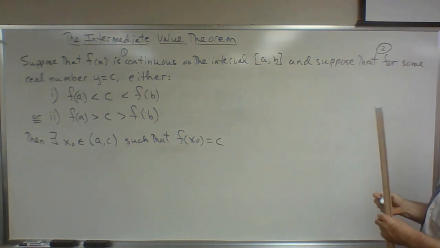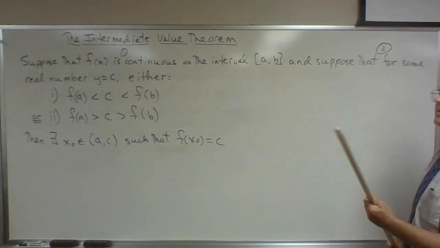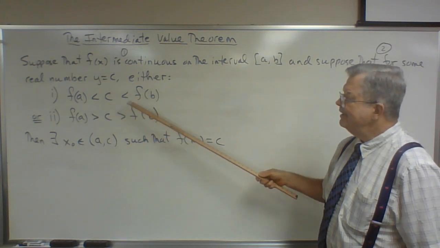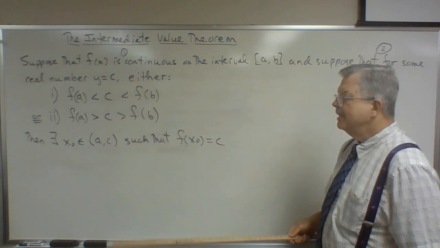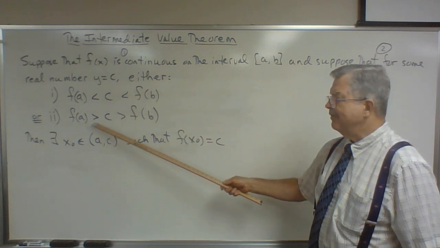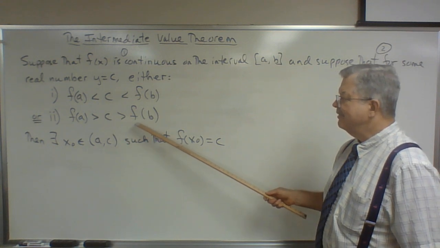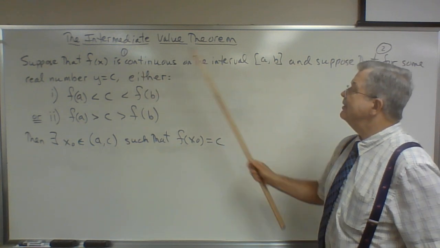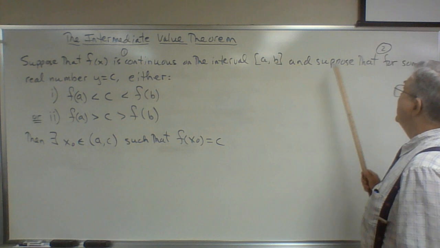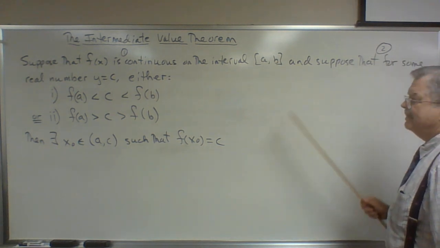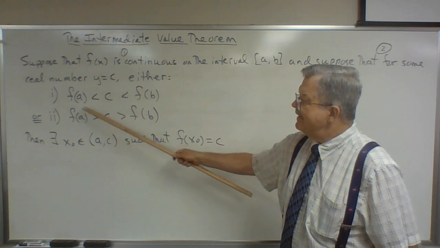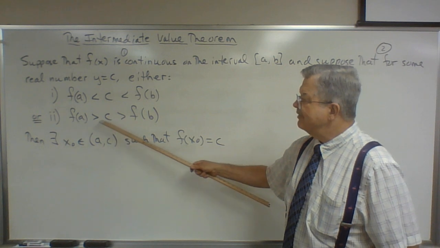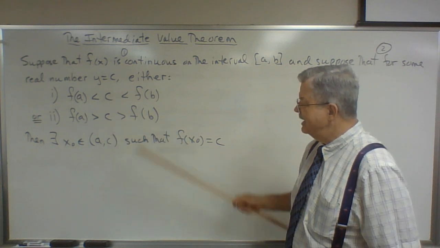And suppose that for some real number, y equals c, either f of a is less than c, which in turn is less than f of b, or f of a is greater than c, which in turn is greater than f of b. So two conditions here. f of x is continuous on this interval, and either f of a is less than c, which is less than f of b, or f of a is greater than c, which is greater than f of b.